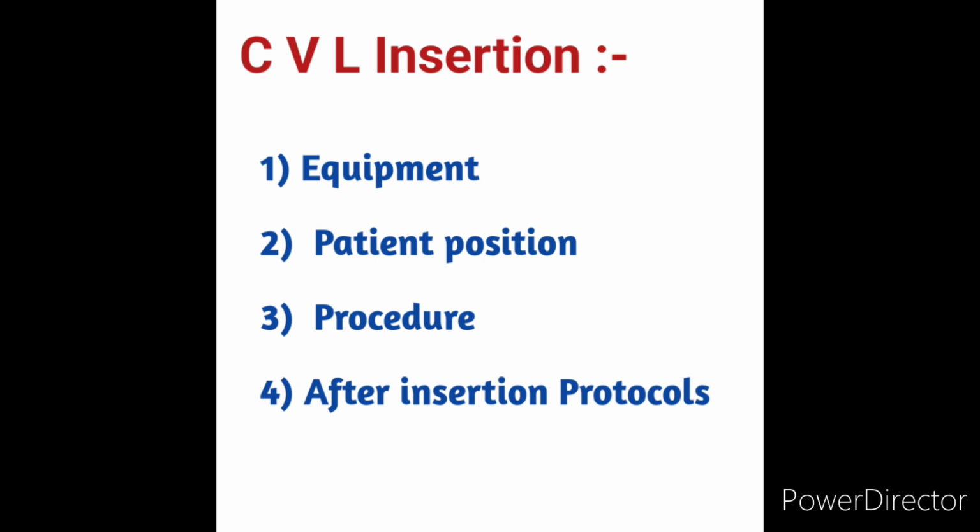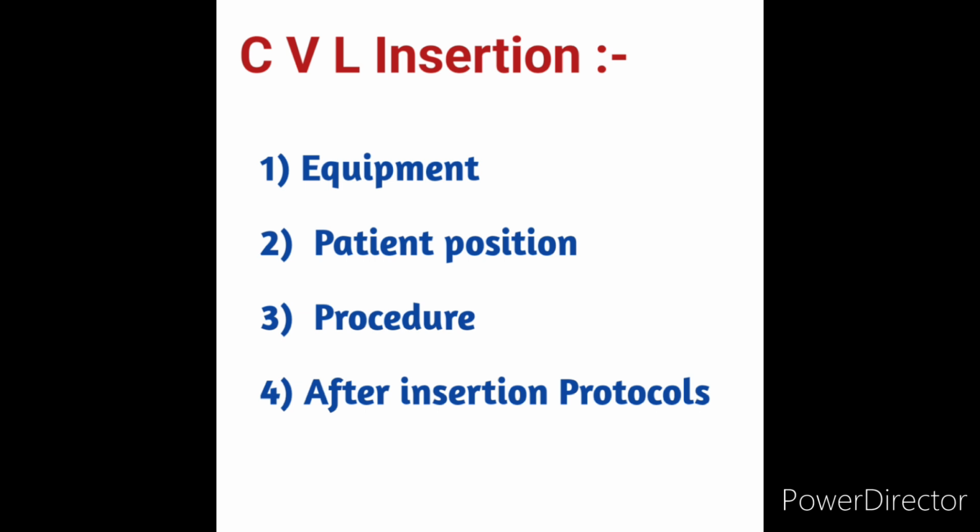There are three main access sites for the placement of central venous catheters. Those are the internal jugular vein, common femoral vein and subclavian veins. These are the preferred sites for temporary venous catheter placement. For CVL insertion, equipment, patient position, procedure, and after-insertion protocols are very important.